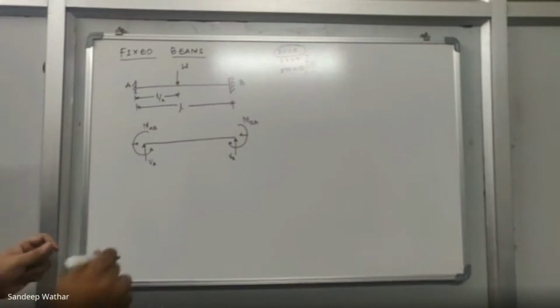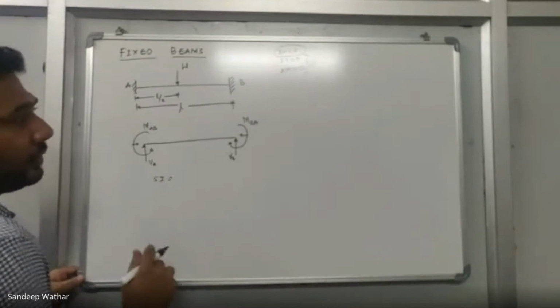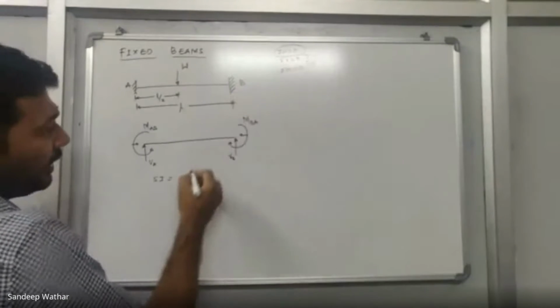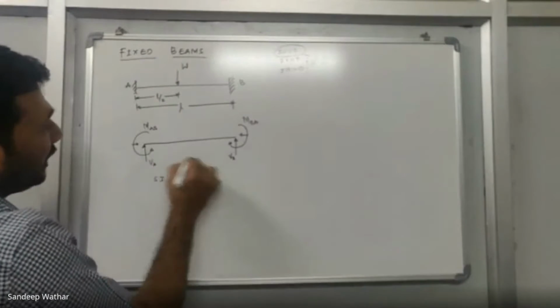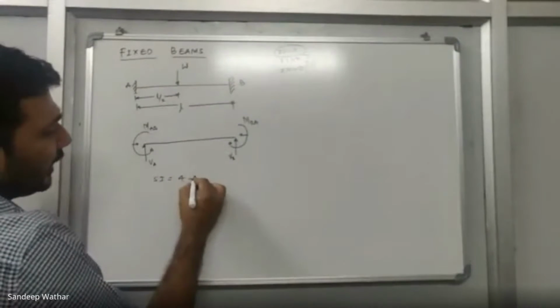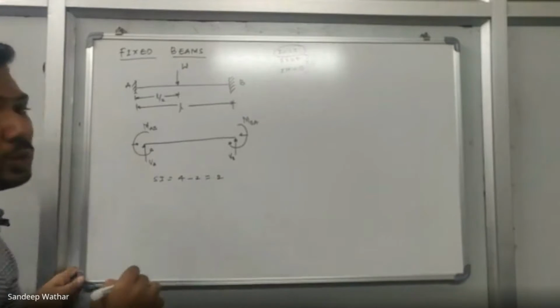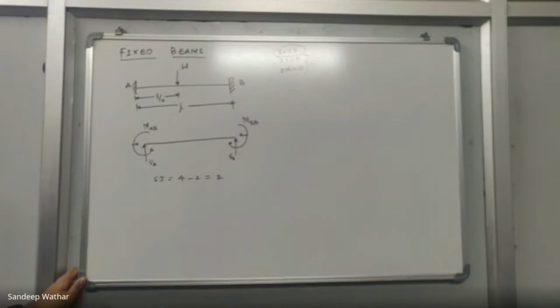So now let us find out what is the static indeterminacy of this fixed beam. How many reactions do we have? We have four reactions: VA, VB, MAB, and MBA. How many equilibrium equations can we use? 2. So what is the static indeterminacy of the structure? 2. Okay, so we know that the static indeterminacy is 2.